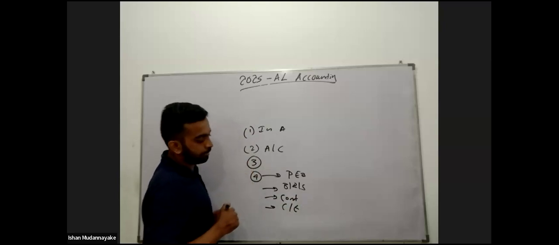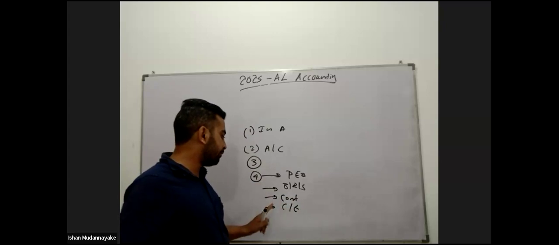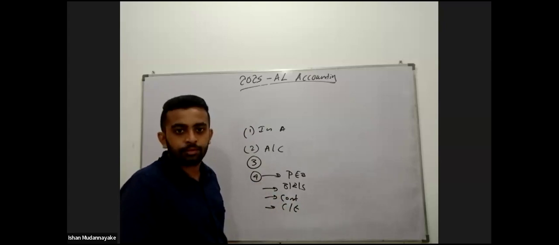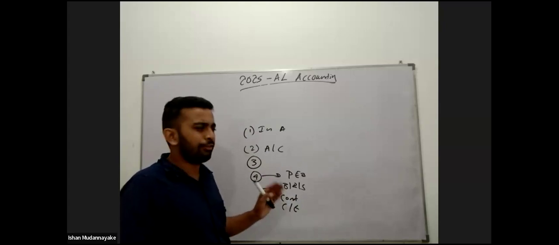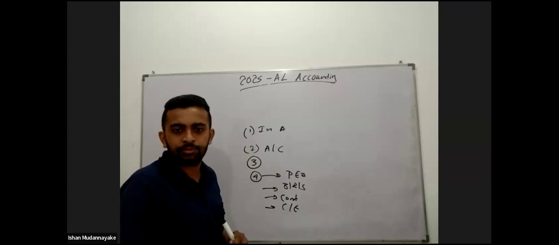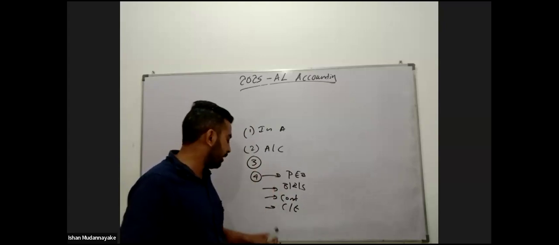In the grade 12 syllabus, the last lesson is partnership. After completing partnership, we will discuss control accounts and correction of errors. Otherwise, it will take a long time to complete control accounts and correction of errors. After completing bank reconciliation, we are moving directly to chapter 5, accounting concepts.